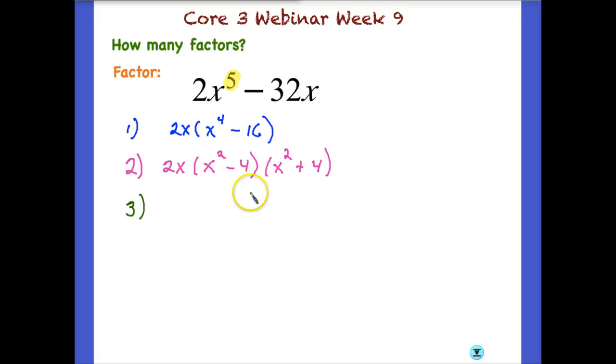So what would I do now? You guys looking at this, am I ready to solve? Is everything factored, or can I factor anything else? Okay, good. So I need to repeat.